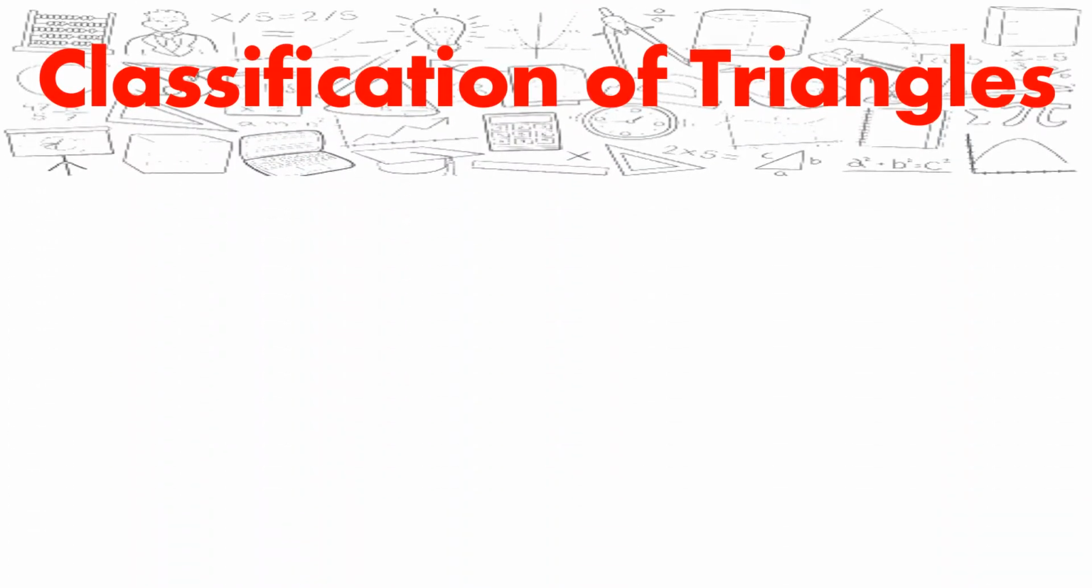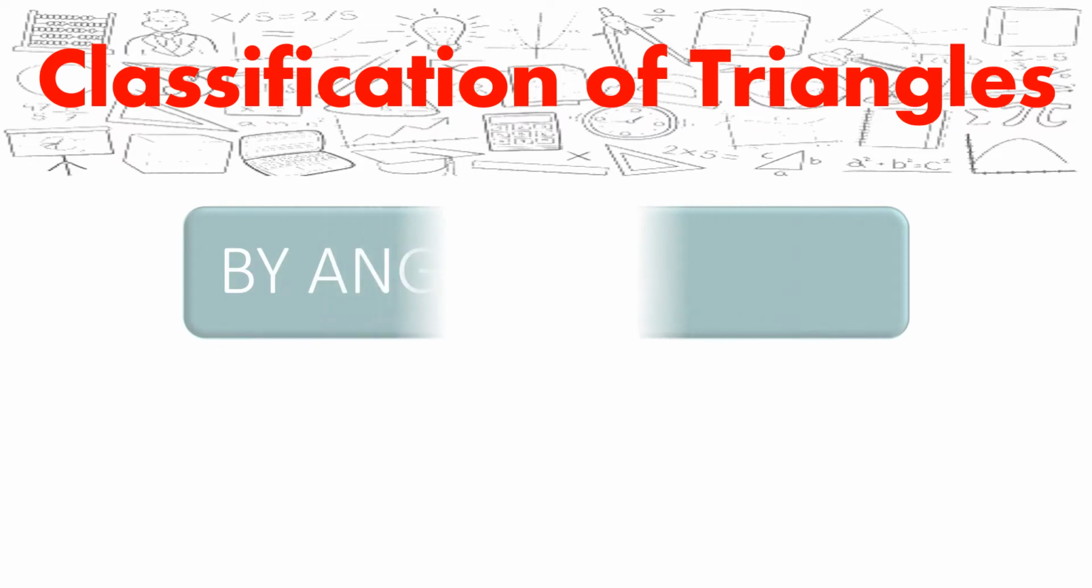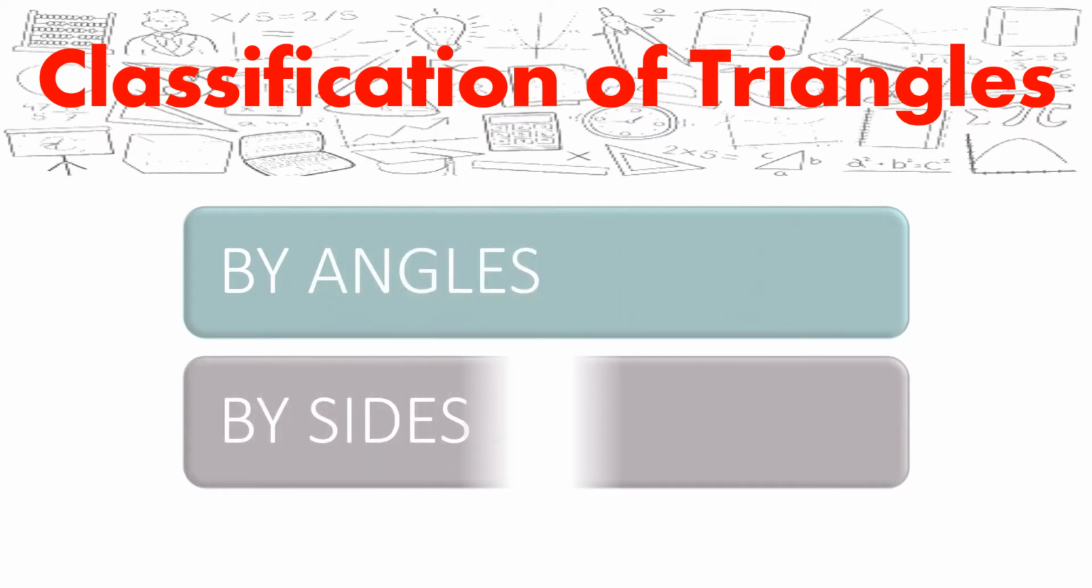Since a triangle has three sides and three angles, triangles can be classified based on the measure of their angles or the measure of their sides. Let us learn the classification of triangles.